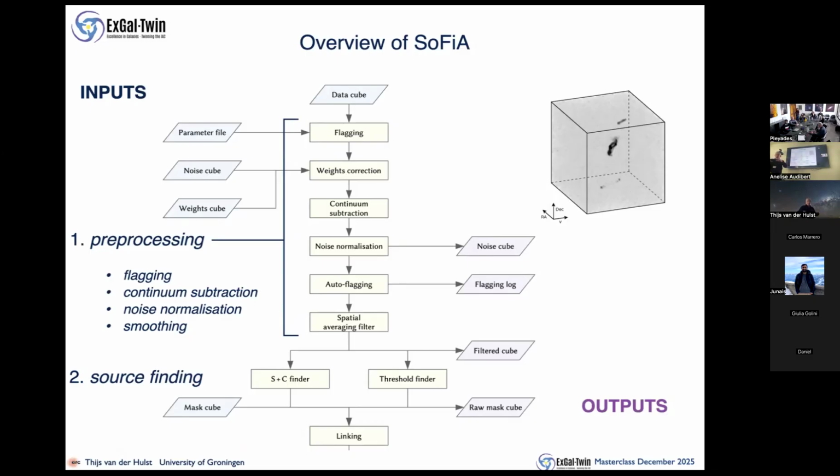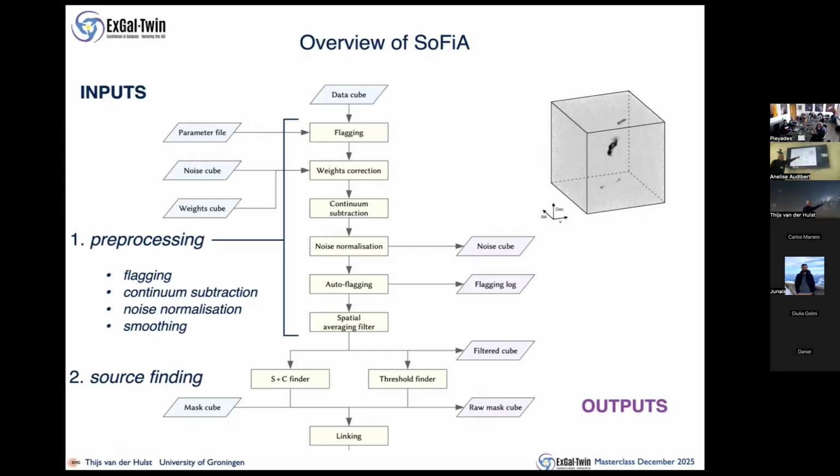The same with weights. If you have, for example, a data cube which has been corrected for the primary beam, then the noise goes up at the edges because the sensitivity is corrected to be flat, but then the noise will go up. And then the base cube, you can actually decorrect for that. But it's better to basically give SOFIA a cube with a noise profile that is as flat as possible.